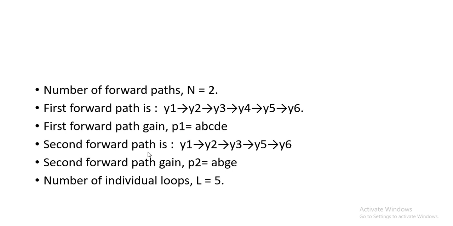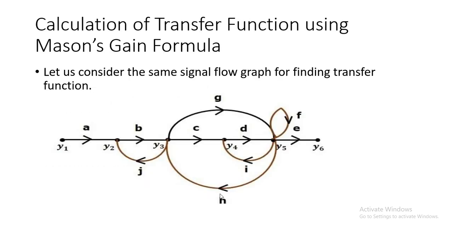And the second forward path is this one, y1, y2, y3, y5, and y6, and the gain will be A, B, G, E. So, number of individual loops are 5. Okay, so what do you mean by individual loops? See, this is one loop, y2, y3, y2. Similarly, this is another loop, the second loop, that is y3, y5, and y3.